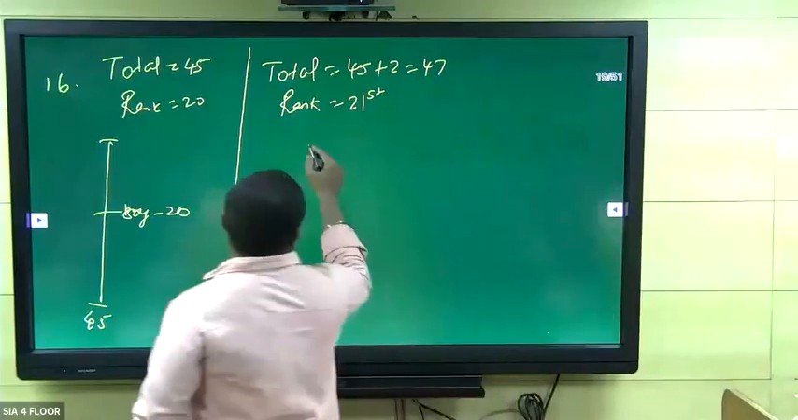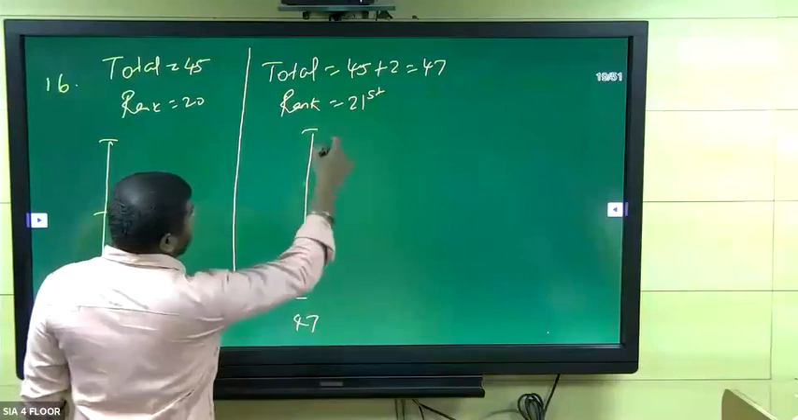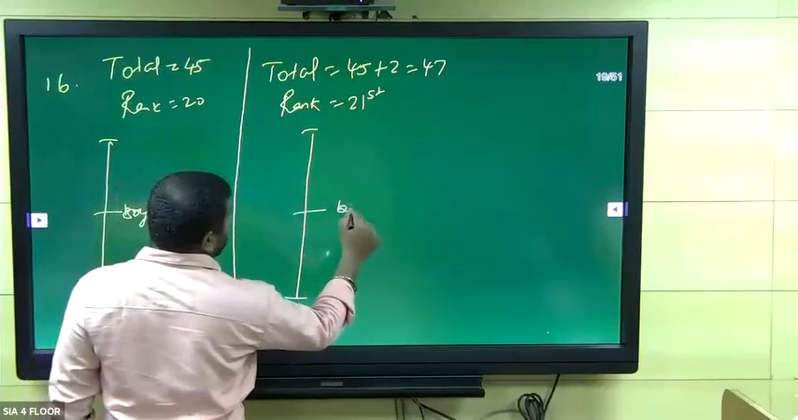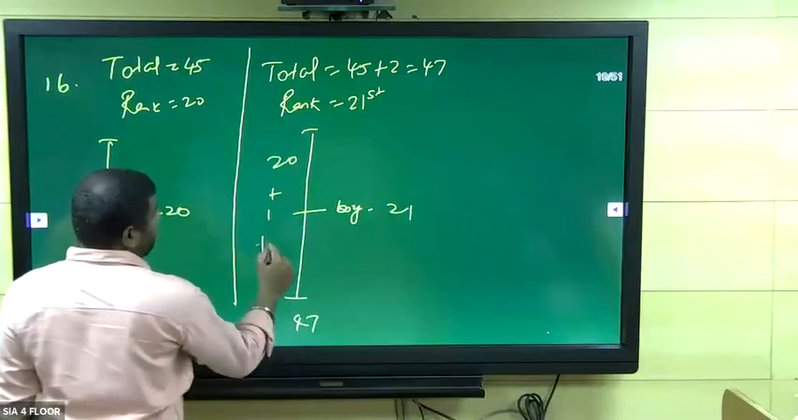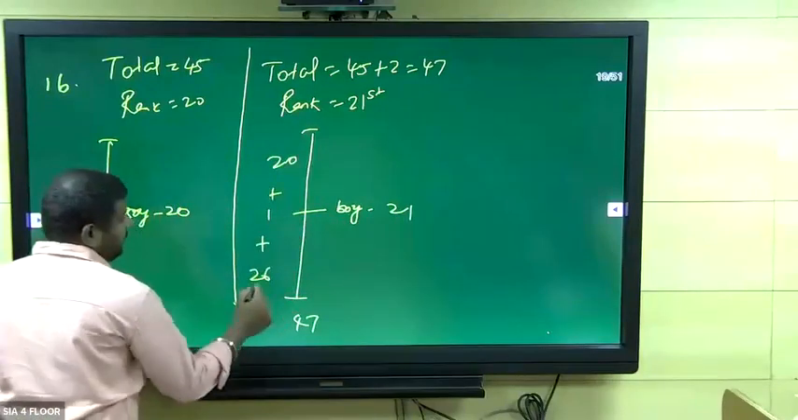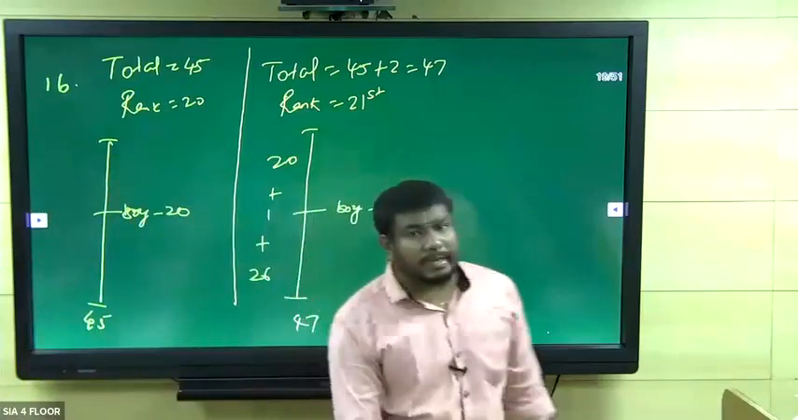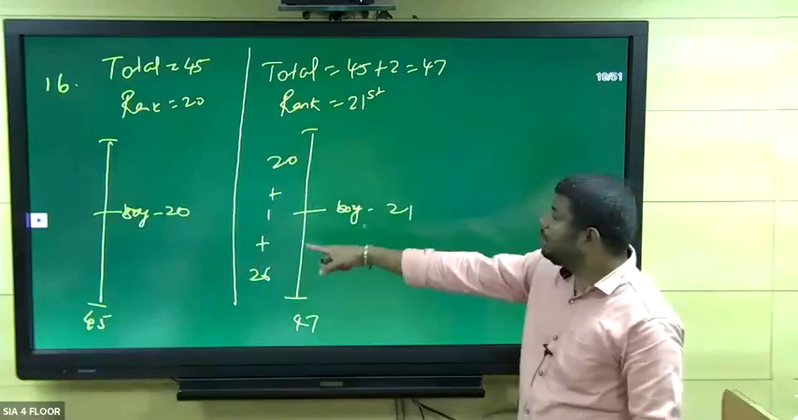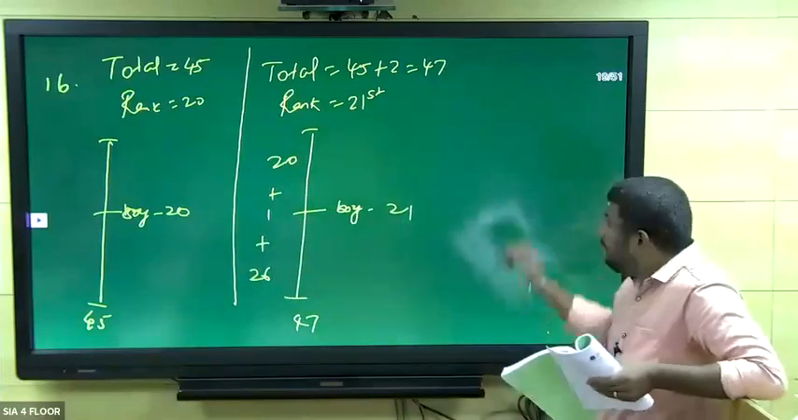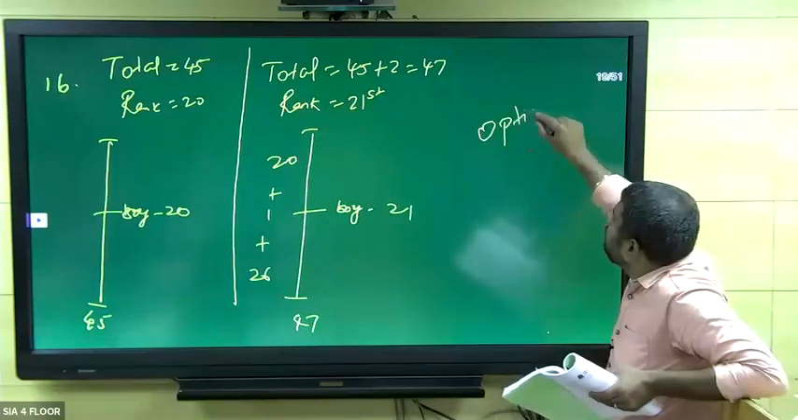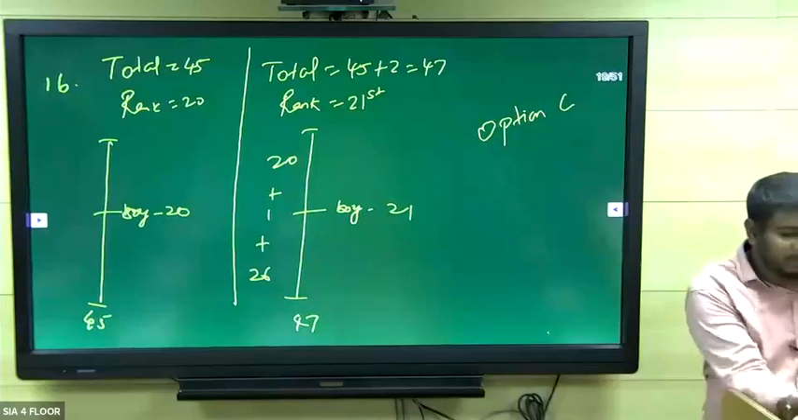So listen here. Totally 47 students are there. His rank is 21st, so 20 plus 1. Here 26 persons are below him. They are asking for his new rank from the end. So 26 plus 1, 27 is the answer. Option C. Clear? 27 is the answer for this.